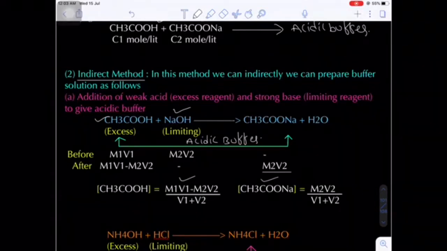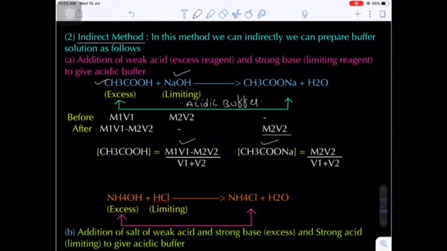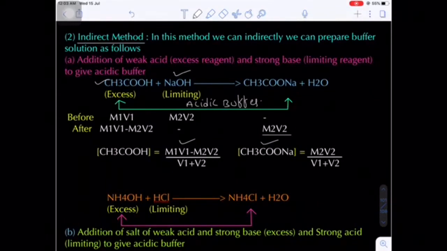Okay. Now what is the concentration of acid in the solution? M1V1 minus M2V2 by total volume. Volume is an additive property. And what is the concentration of the salt? M2V2 by V1 plus V2. Are you getting my point? The mixture of acetic acid and sodium acetate is called what? Acidic buffer.